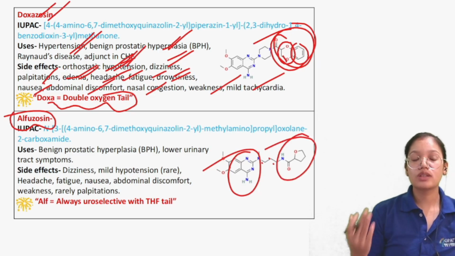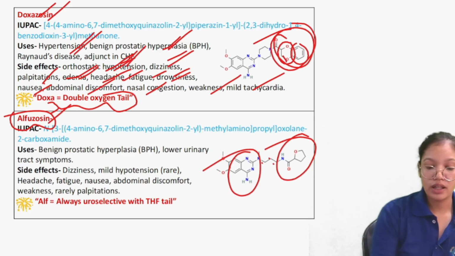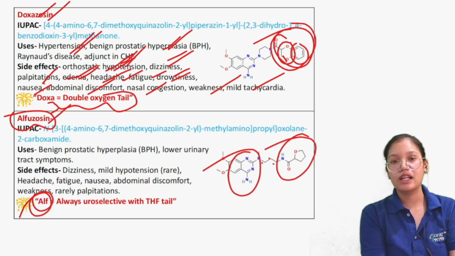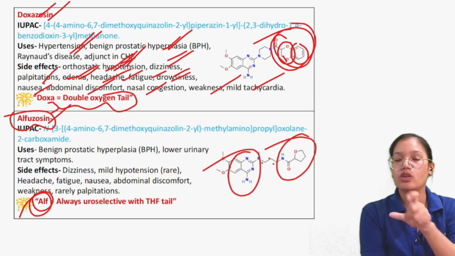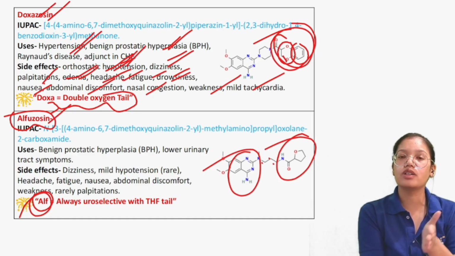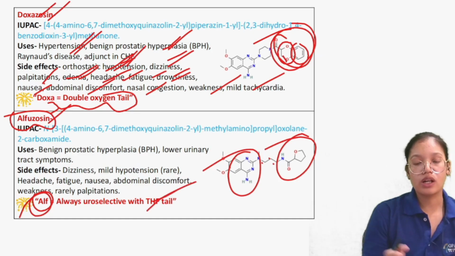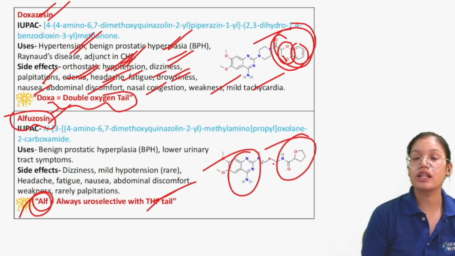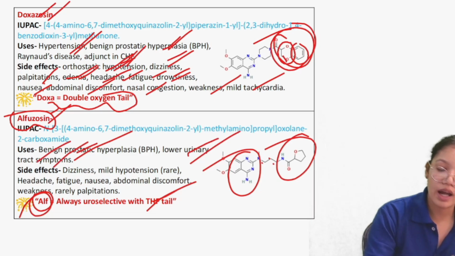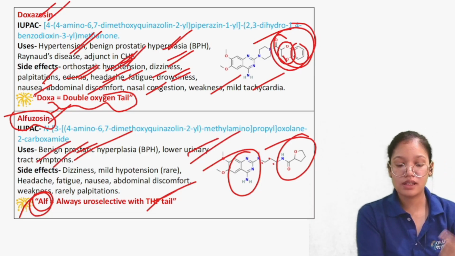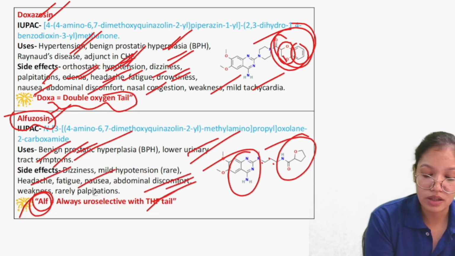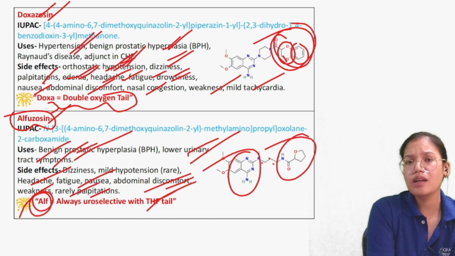So always uroselective. Now for silodosin the trick is L. From L you can remember always uroselective. Always uroselective means it will act on the urinary part, the urinary system, so that's why it is called uroselective. Now uses: benign prostatic hyperplasia and lower urinary tract symptoms. Side effects we have dizziness, mild hypotension, then headache, fatigue, nausea, abdominal discomfort, weakness, and rarely palpitations can also be seen.